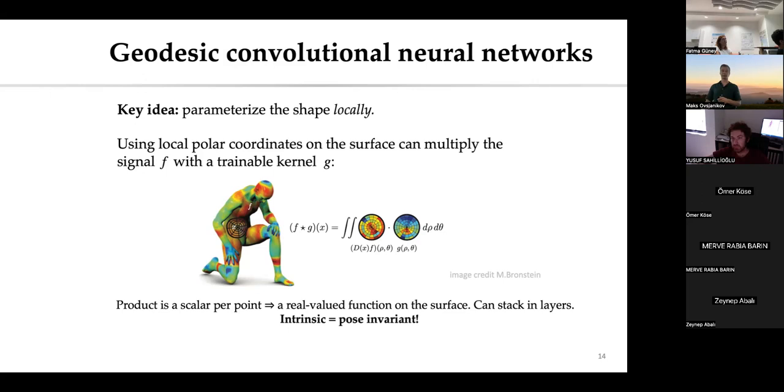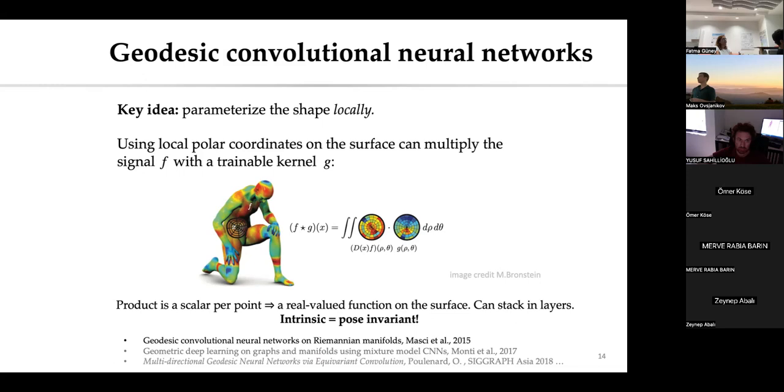And the nice thing is that because everything is on the surface, it's pose invariant. I don't care how I'm positioned because everything is done on the surface of the object. This was initially a paper in 2015. Since then, many other papers came out in this domain with many ways of improving this. This whole approach is called geodesic convolutional neural networks. There are literally thousands of references in this area. Again, I'm going to skip over that.